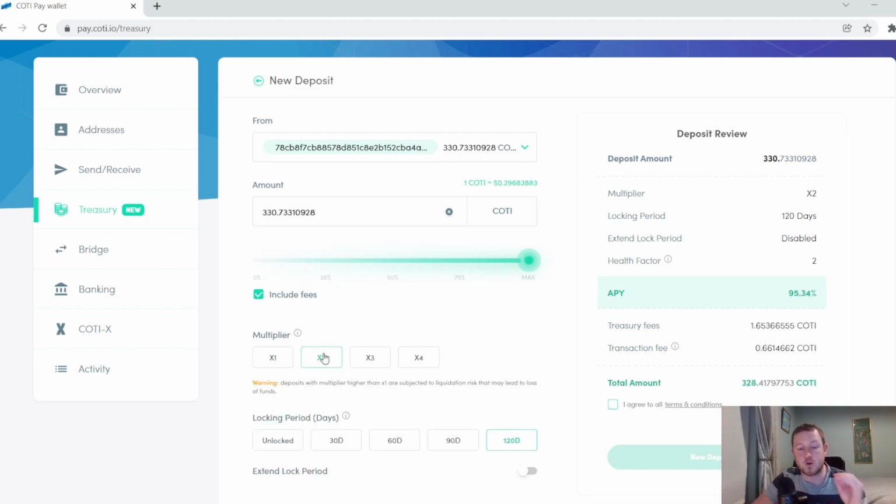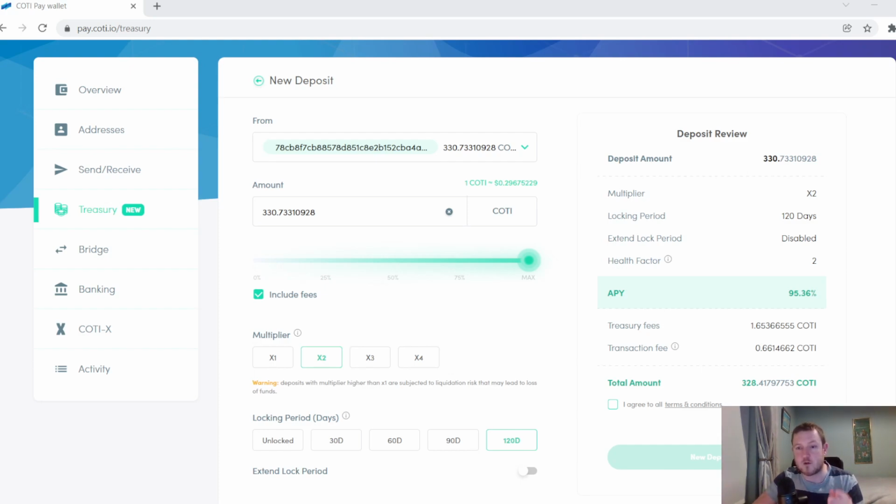When you choose the 2x option, for example, it is like depositing double the amount of COTI that you actually have in your wallet. So the return you get in that instance is obviously higher. So if I go for the 2x option, I'm going to get an APY of 95%. So for example, if you had 1000 COTI and decided to go with a 2x multiplier, it is the equivalent of depositing 2000 COTI. If you go with any other multiplier than 1x, then you are going to have to constantly keep an eye on your health factor.